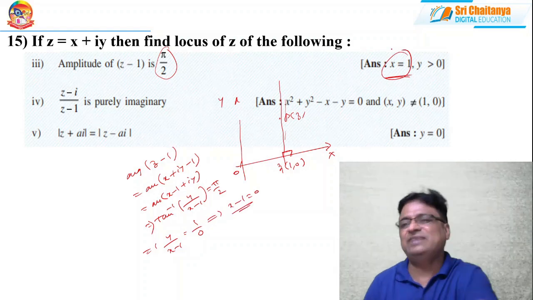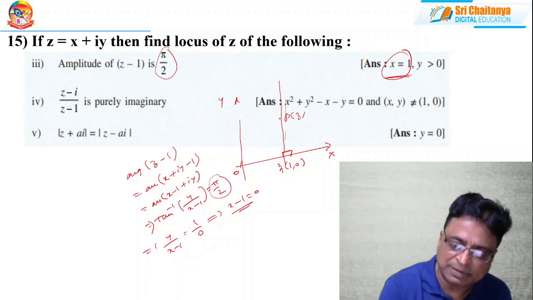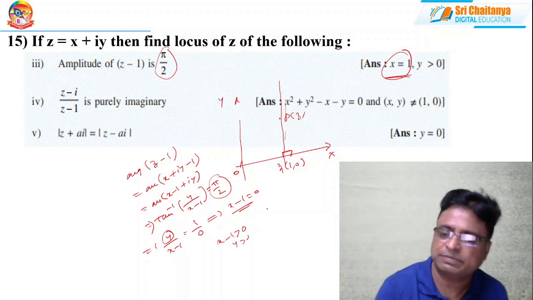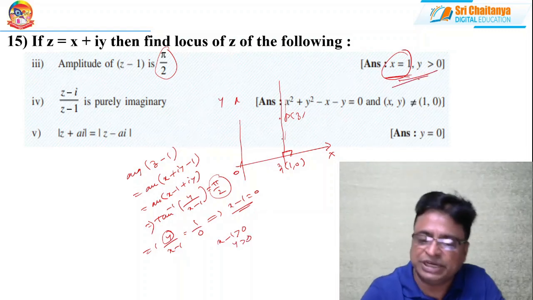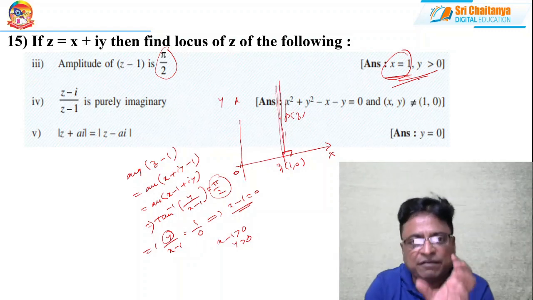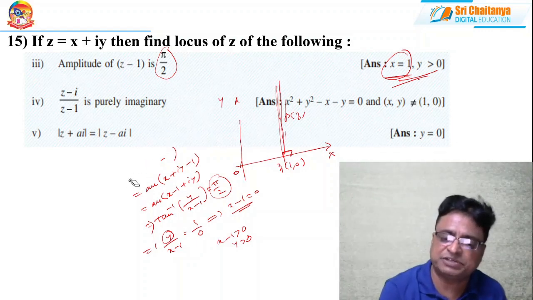Getting the line is not important for me. Here it is pi by 2. This is possible if x minus 1 is positive and moreover y also positive. That means y also positive. So this part indicates the line segment, the locus. So graphically, please visualize.